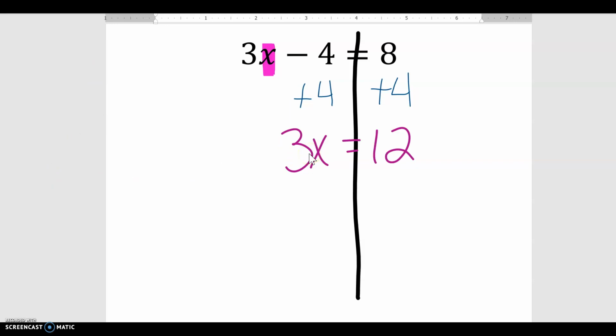Again, inverse operations. We're going to do the opposite of whatever's happening. So right now, this is a multiplication problem. 3 times x. The opposite of multiplication is division. So I'm going to divide this side by 3. And whatever I do to the left side, I also have to do to the right side. So I'm going to divide that side by 3 also. Now on my left side, when I do 3 divided by 3, that leaves me with 1. So I have 1x on the left side. And then on the right side, when I take 12 and divide it by 3, I get 4. So that tells me that 1x is equal to 4.